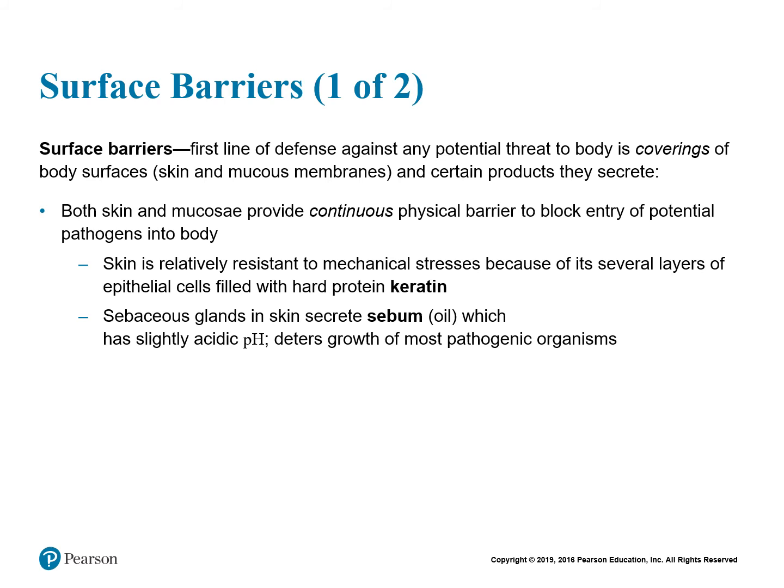You also have these sebaceous glands, which secrete oil or sebum. It's especially noticeable around the face, your nose area, or what they call the T-zone of the face. What's really good about it is it has a slightly acidic pH. Because of that acidity, some organisms don't like that, so it ends up killing anything that ends up there.